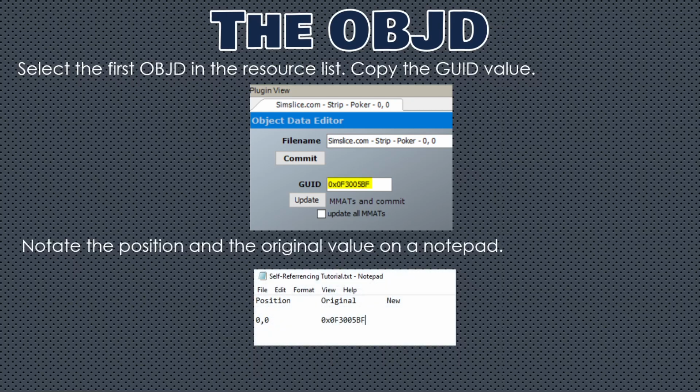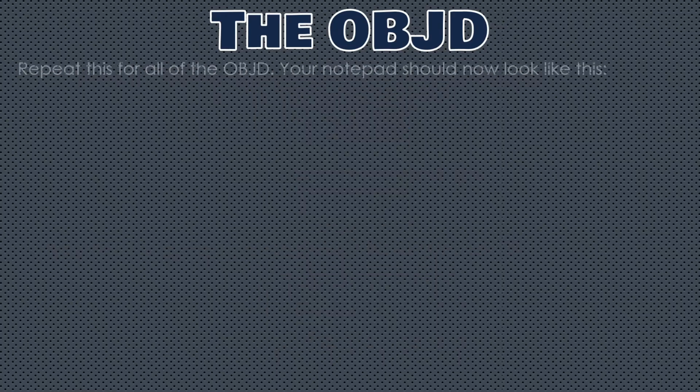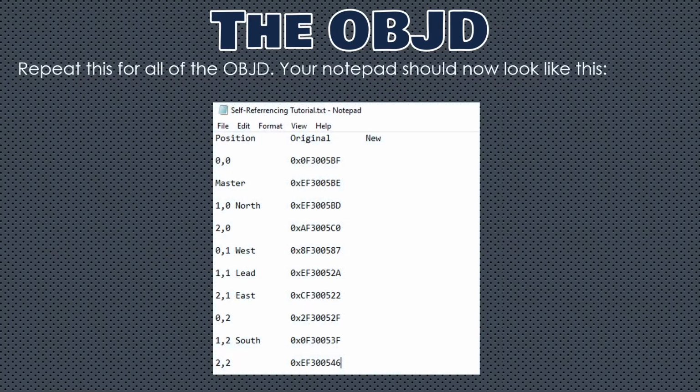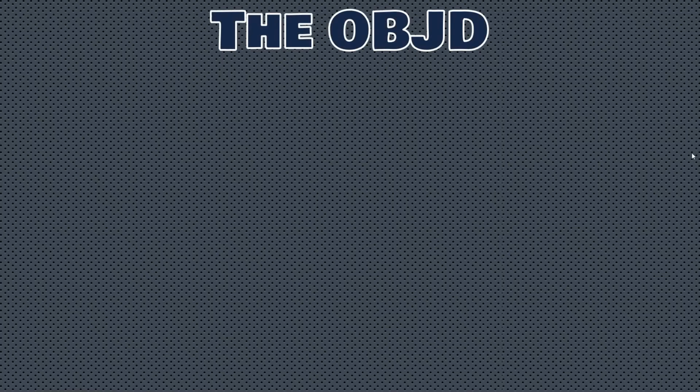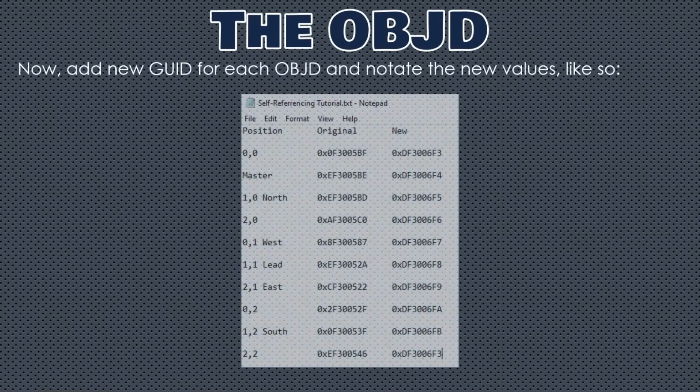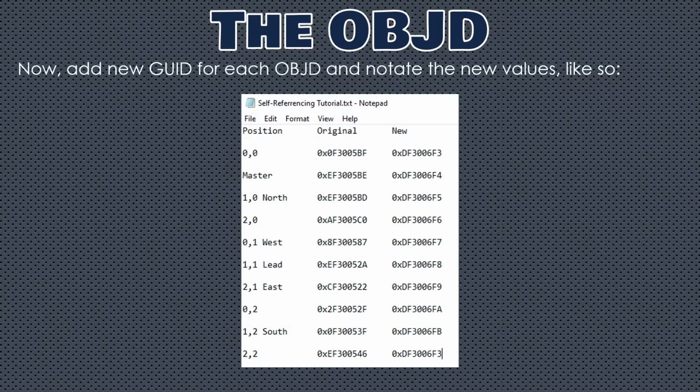Then notate the position. So this one is 0, 0. Notate the position of that GID and notate the original value. Then we just move down the resource list. We copy every single GID value and paste that onto a notepad like so. Then, as you would do with any standalone object, we need to replace all of the GIDs. So now we replace the GIDs and we notate each of the new GIDs that corresponds to the old GIDs so we don't get lost.